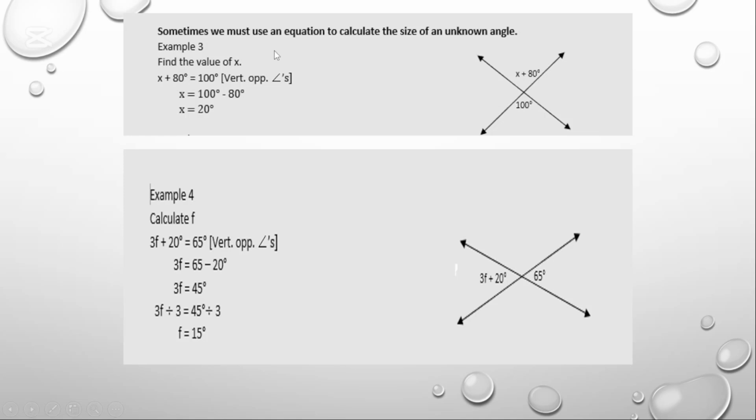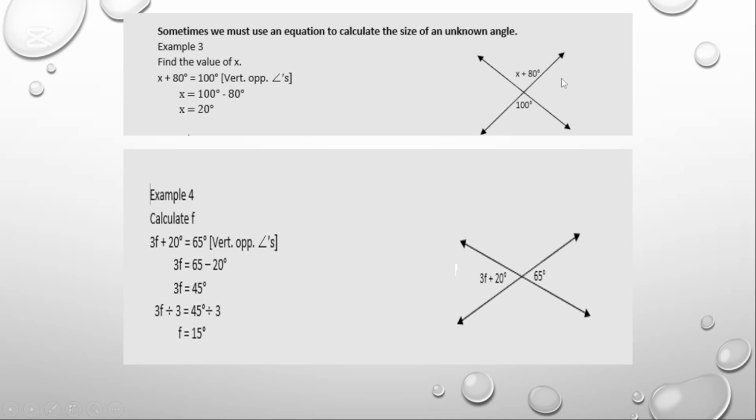Sometimes we must use an equation. You did equations in algebra, and I think you did it in grade 7. Yes, you did it in grade 7. So you must follow those steps. Sometimes we must use an equation to calculate the size of an unknown angle. Find the value of x. X is in the place of a certain number.